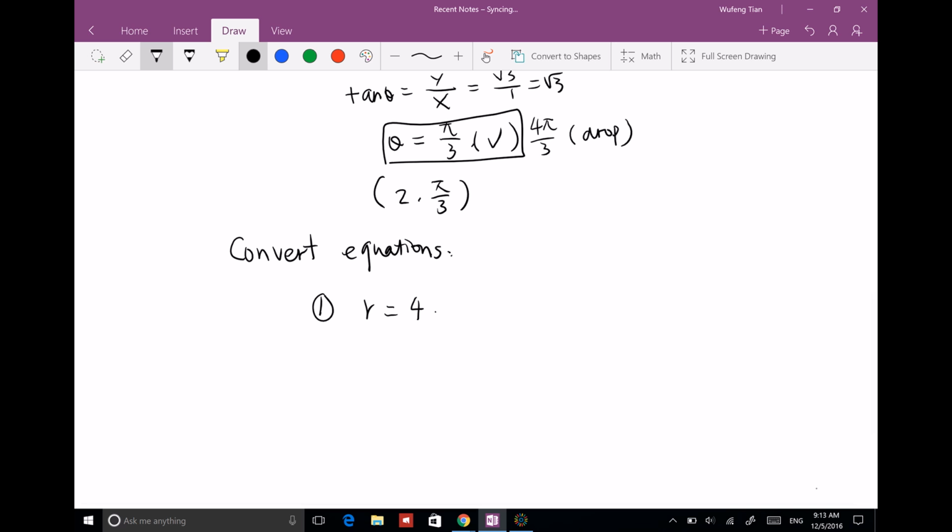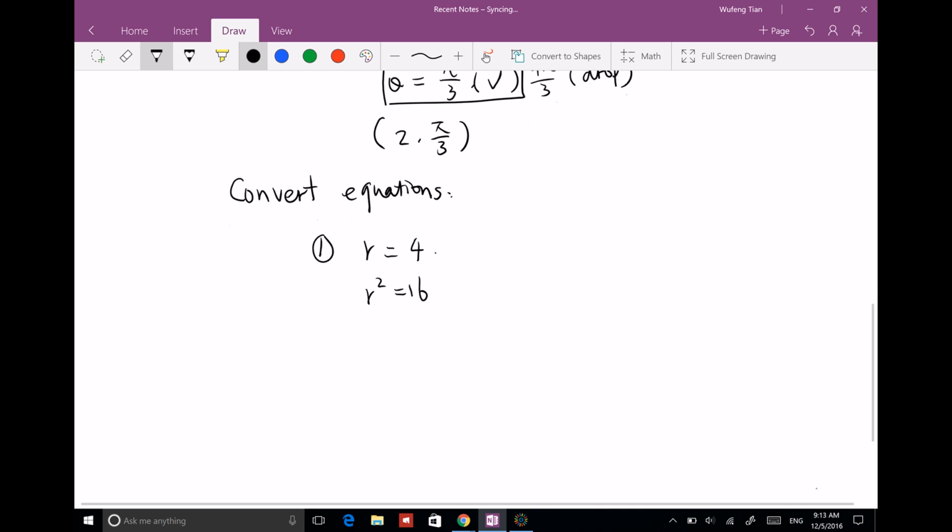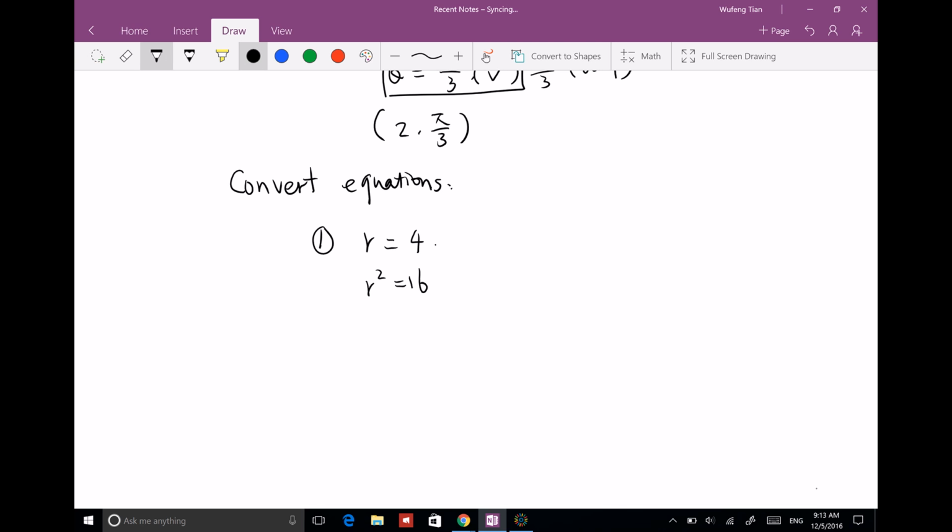Since r equals 4, we get r squared equals 16. And then since r squared equals x squared plus y squared, we change the r into x and y, so you get x squared plus y squared equals 16. It's just a circle.